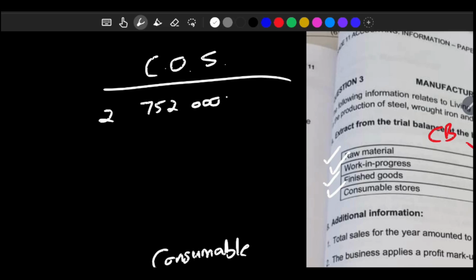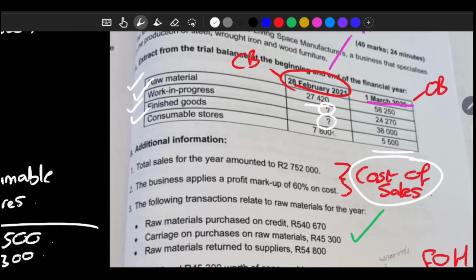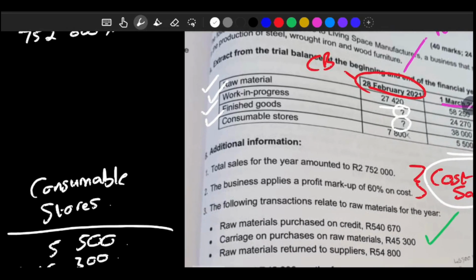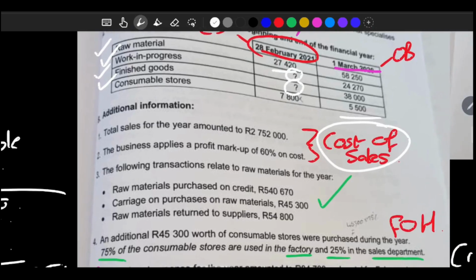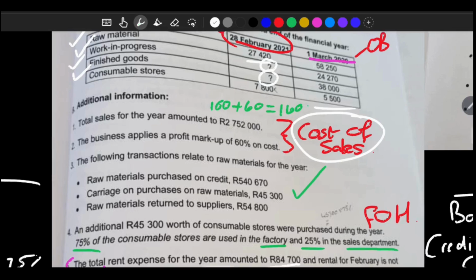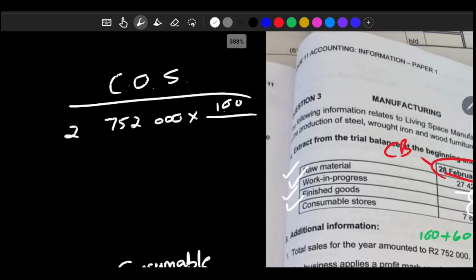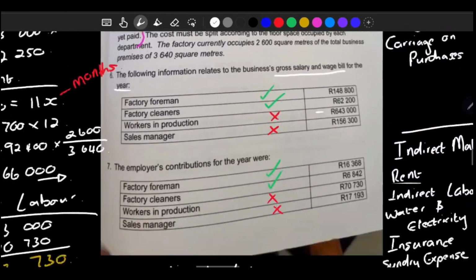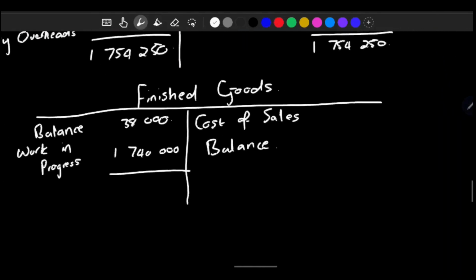2,752,000 multiplied by, we're looking for 100%, but we're given a markup of 60%. So markup tells us that selling price is 100 plus 60, which gives us 160. So we're looking for a cost which is 100%, and we're given a selling price of 160%. We're given 1,720,000, right? Then we come back to finished goods.